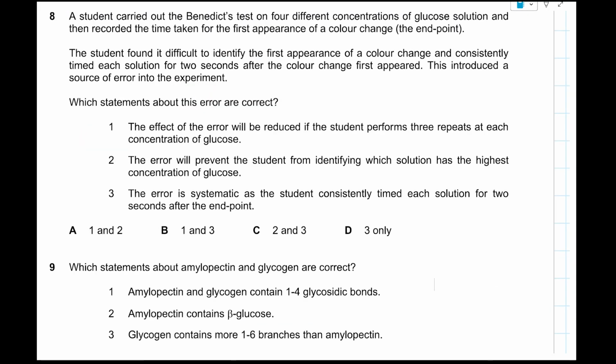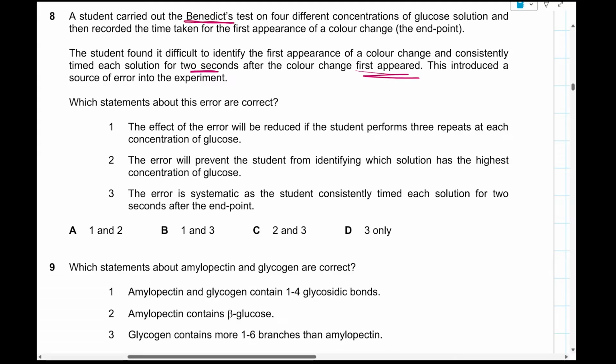Question number 8. A student carried out Benedict's test on 4 different concentrations of glucose solution and then recorded the time taken for the first appearance of color change. The student found it difficult to identify the first appearance of a color change and consistently timed each solution for 2 seconds after the color change first appeared. This introduced a source of error into the experiment. Which statements about this error are correct?